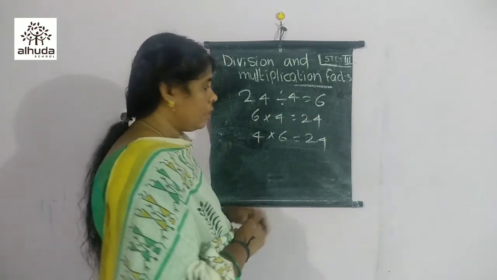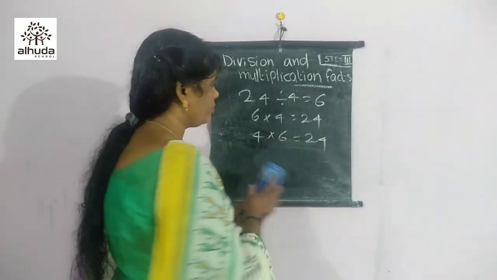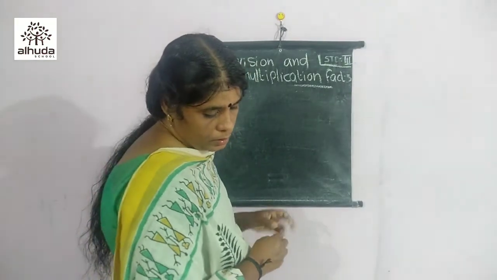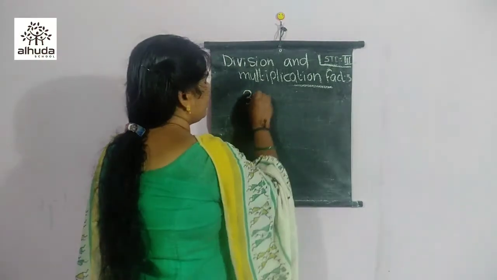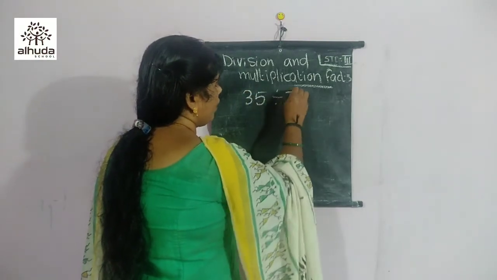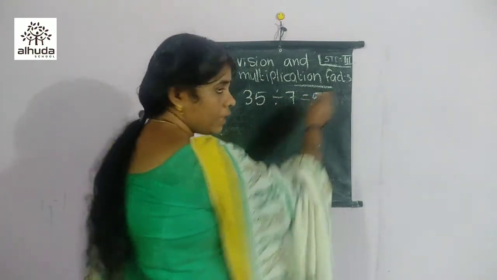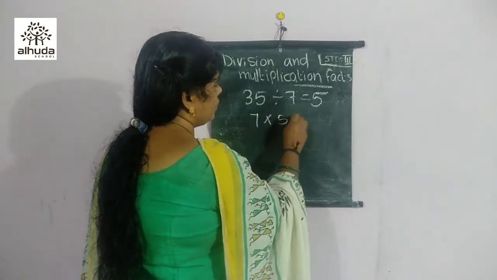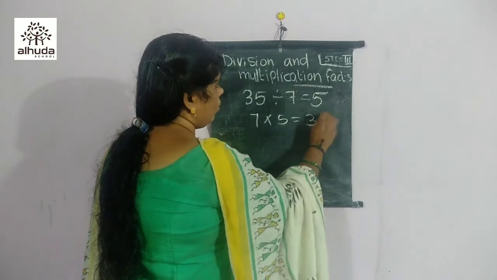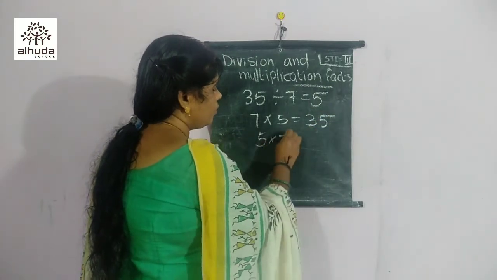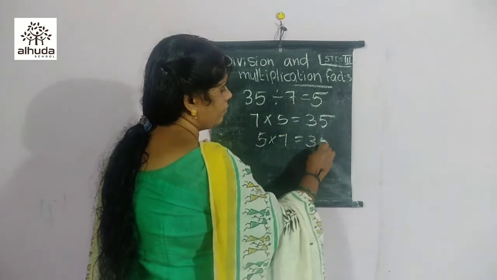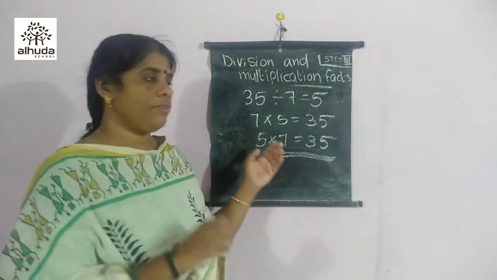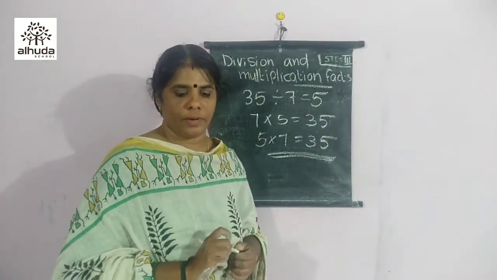Okay. Another example. 35 divided by 7 is equal to 5. How do we write the multiplication facts? 7 into 5 is equal to 35, or 5 into 7 is equal to 35. So, these are the division facts and the multiplication facts.